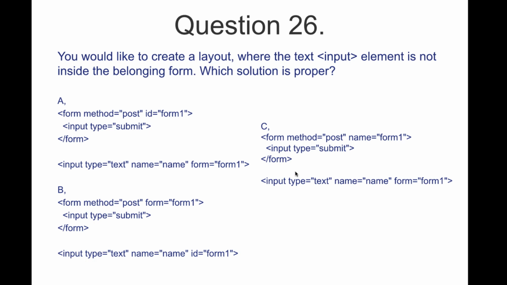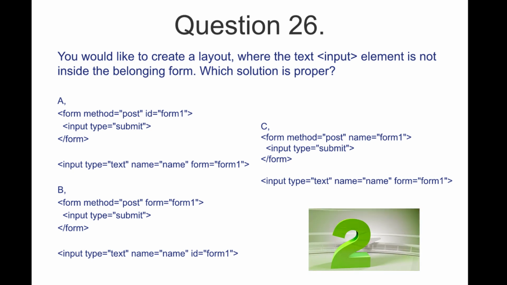And then the last option, C, where we've got the form with a name of form1. And then within the input, we're identifying form equals form1 in order to provide that this is belonging to the form. So it's sitting outside of the form, but we want it belonging inside of the form. And how do we do that? So A, B, C, which one is the proper solution?